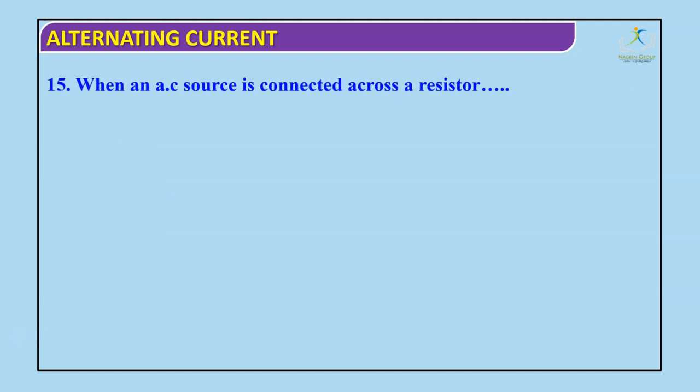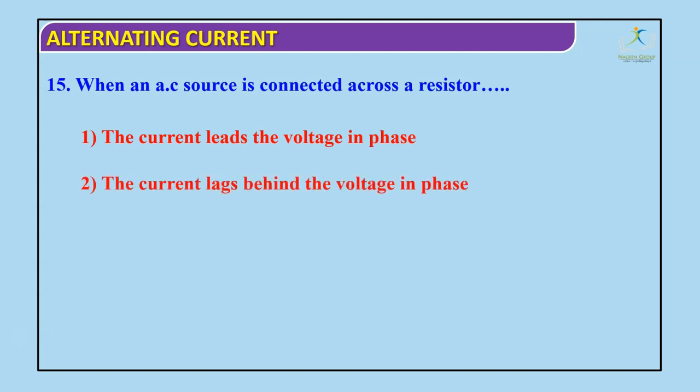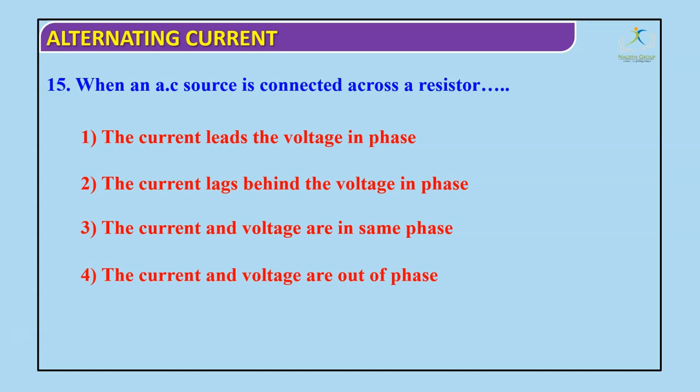Next question we have, when an AC source is connected across a resistor, the current leads the voltage in phase, the current lags behind the voltage in phase, the current and voltage are in the same phase, the current and voltage are out of phase. So students, from the earlier knowledge, in the case of only a resistor, the current and voltage are in the same phase. So the correct answer for this question is 3.